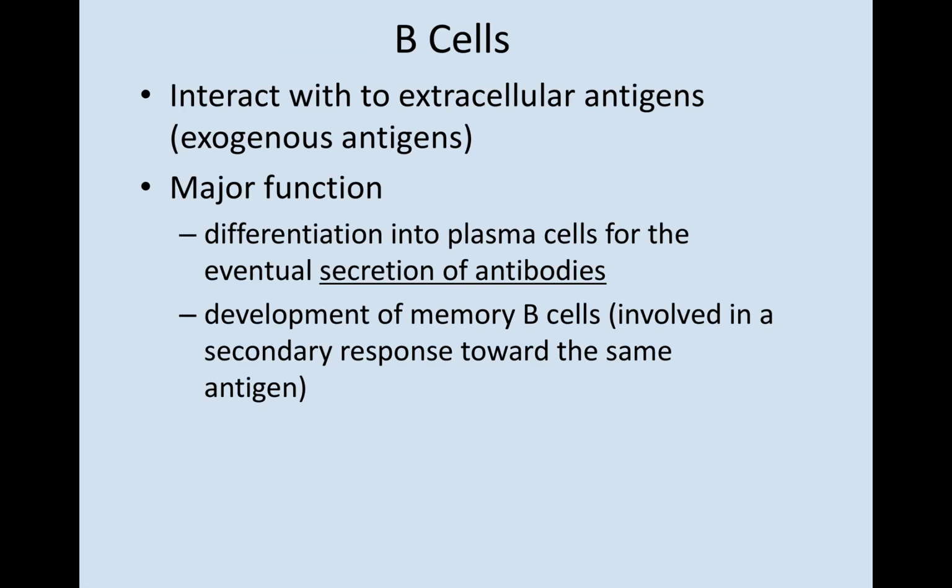Looking at B cells, like I mentioned, B cells interact with extracellular or exogenous antigen, so they can interact with free-floating antigen in the body. Their major function is going to be differentiation into plasma cells, which will eventually secrete antibodies. They will also develop memory B cells, which are involved in a fast secondary immune response.